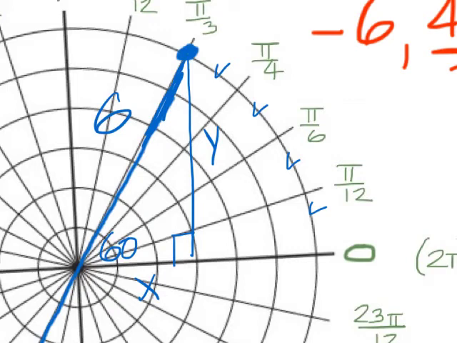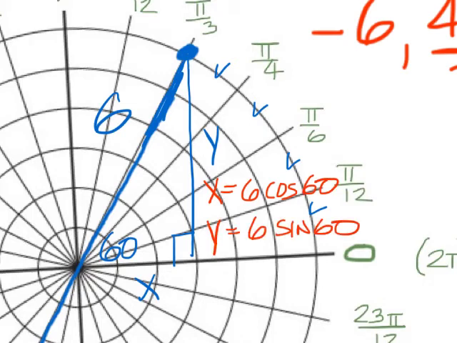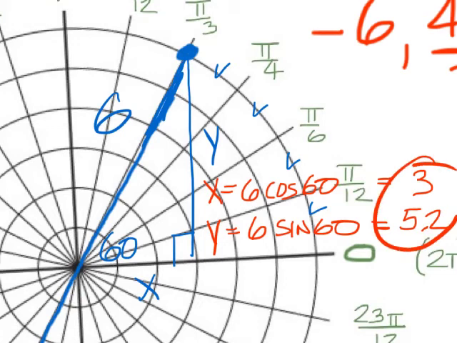Therefore, I'll change color so we can see this a little easier. X equals 6 cosine 60, and y equals 6 sine 60. Cosine 60 times 6 gives me a value of 3 for x. And then sine 60 times 6 is 5.2. What are the signs? They're both positive, yes.